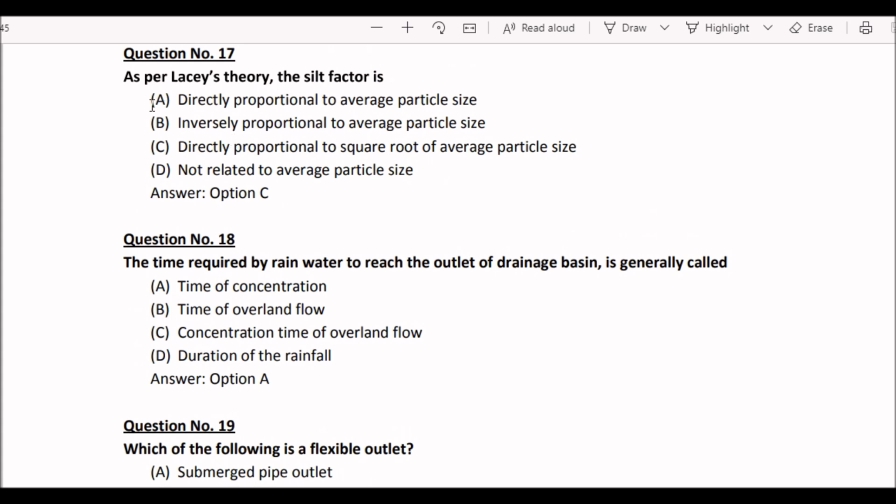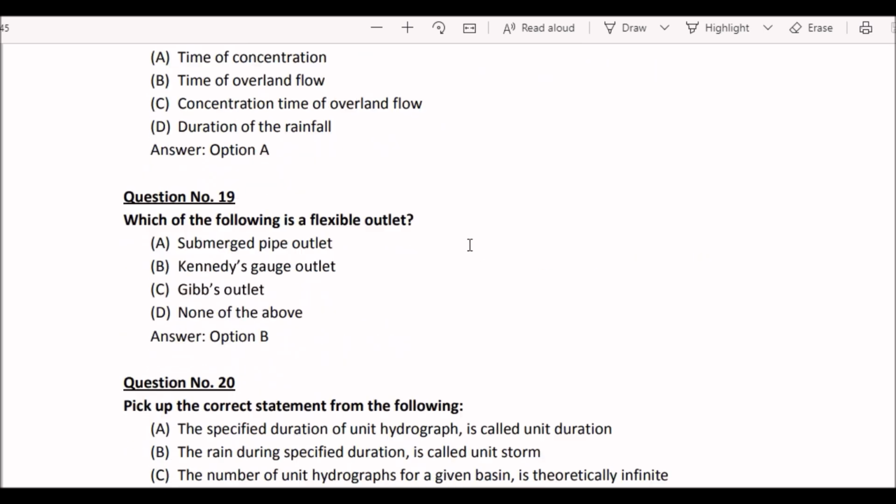As per Lacey's theory, the silt factor is option A. Directly proportional to average particle size. Option B. Inversely proportional to average particle size. Option C. Directly proportional to square root of average particle size. Option D. Not related to average particle size. Right answer is option C. Directly proportional to square root of average particle size.